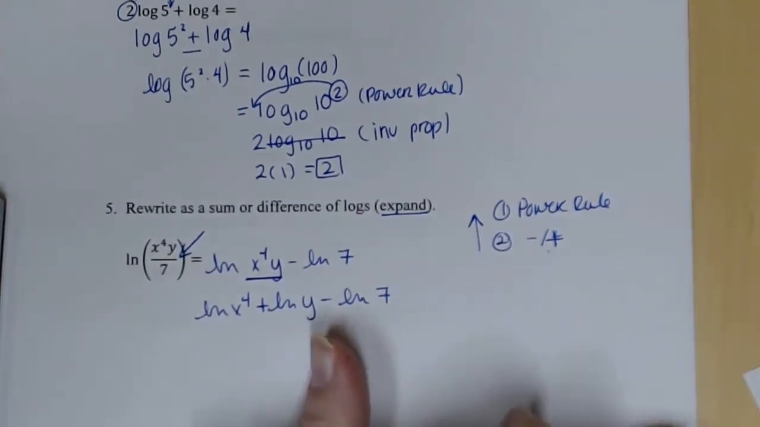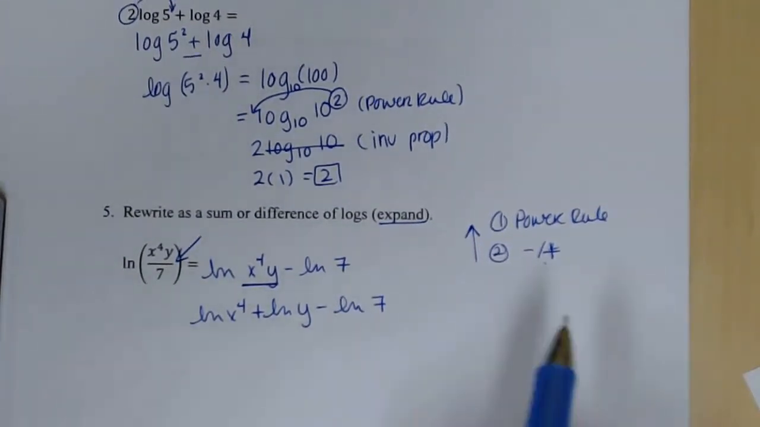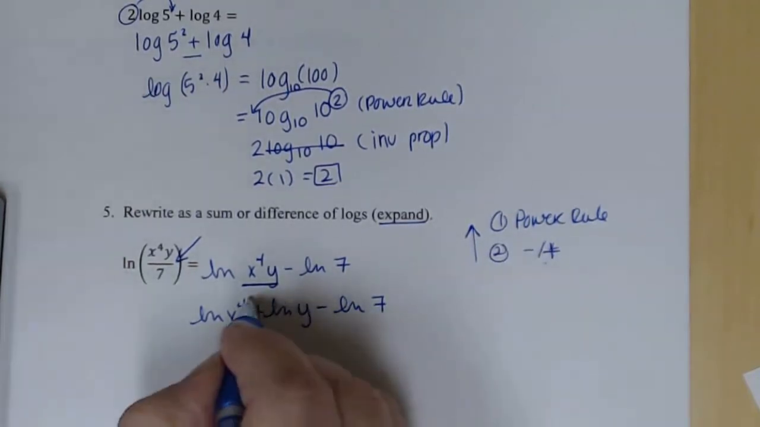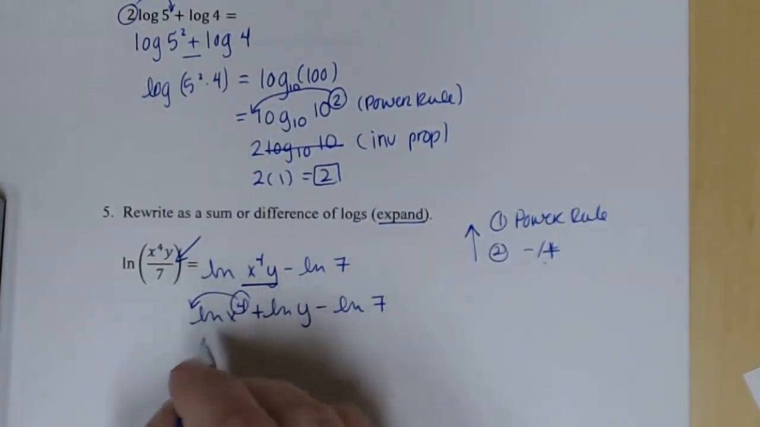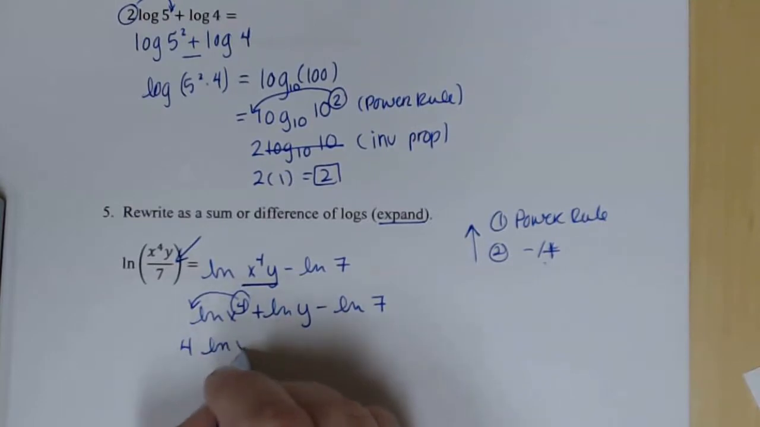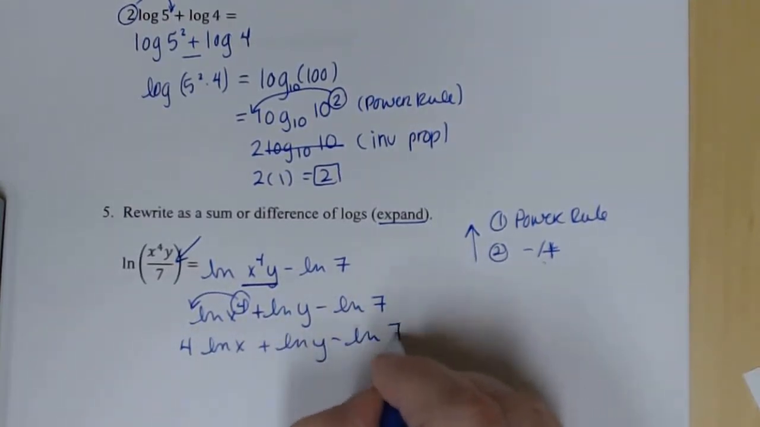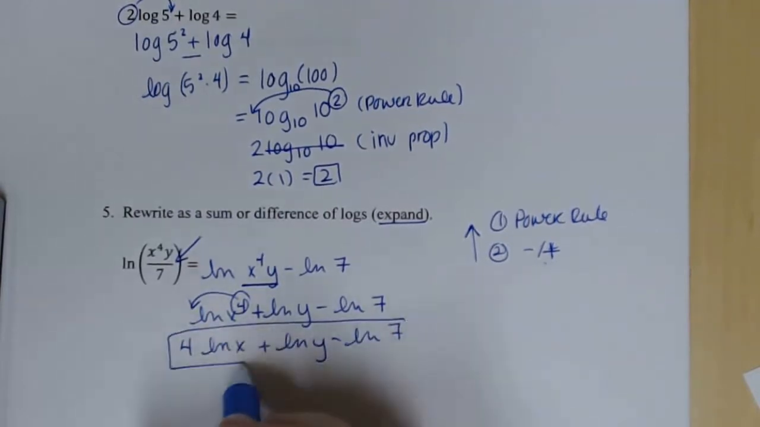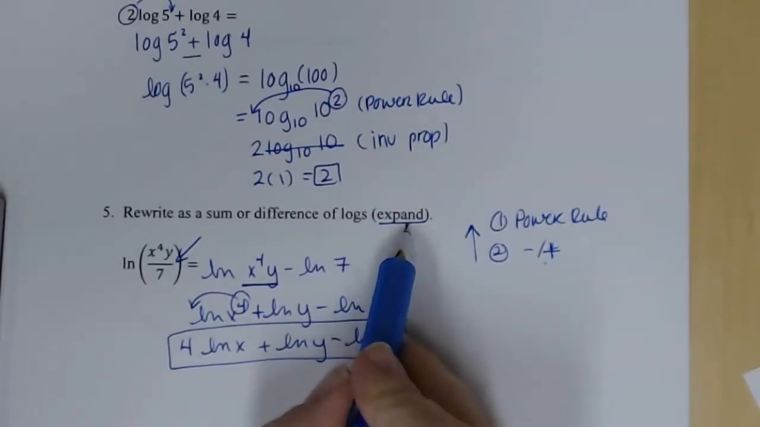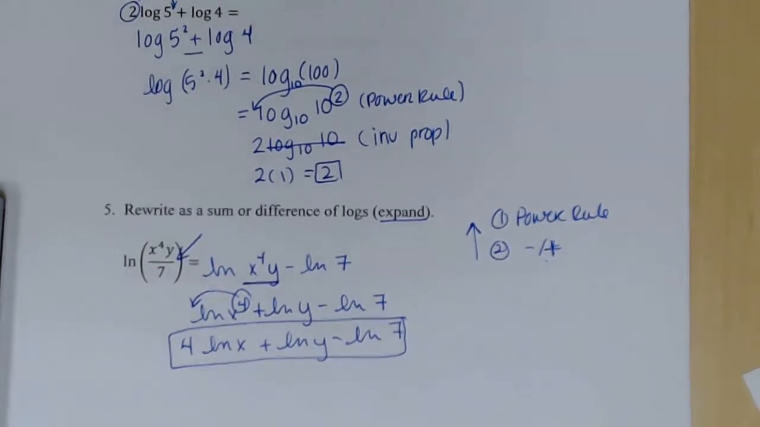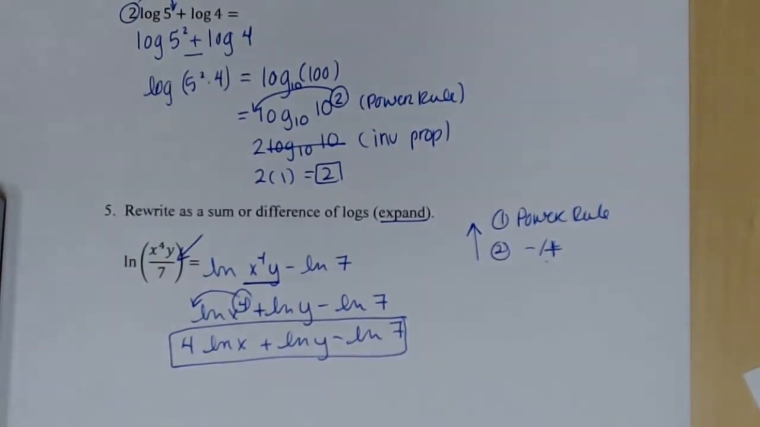Just creature of habit here. I've been doing that for years. And then the last step is I want to do power rule. So I'm going to bring this 4 and I want to bring it out front. So this gives me 4 ln x plus ln y minus ln 7, and I am done. So when I'm expanding it out, you can see my answer is going to have ln's throughout the entire problem.